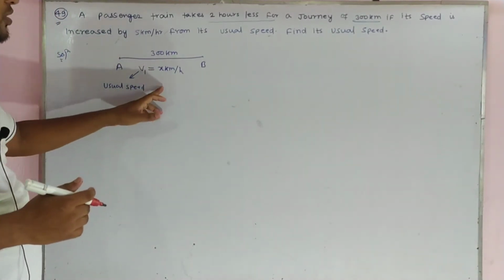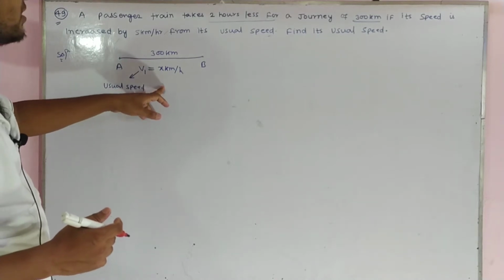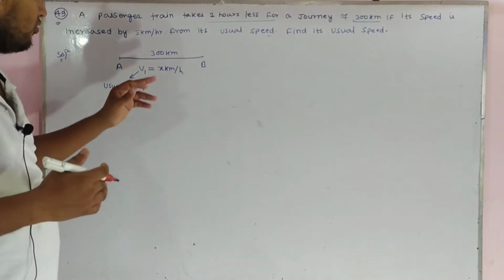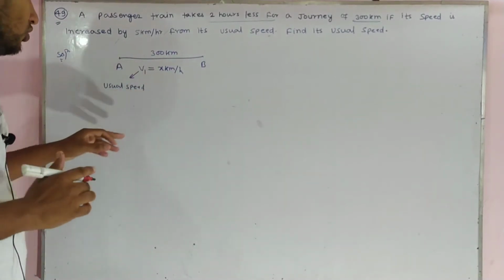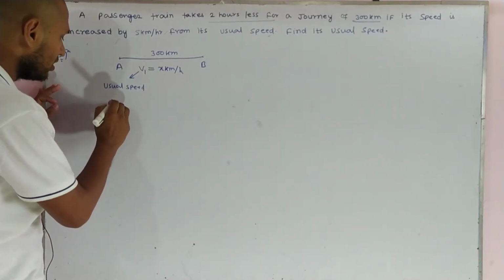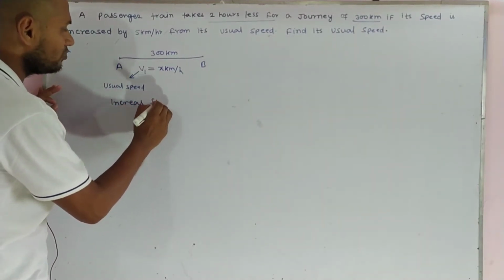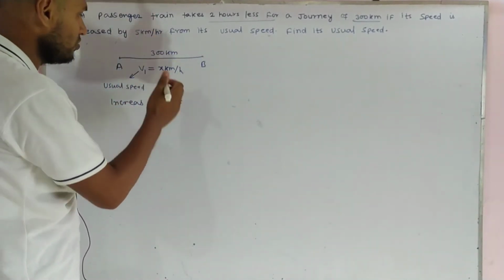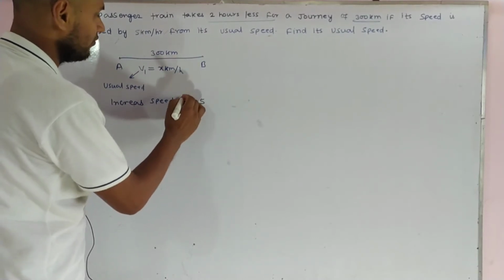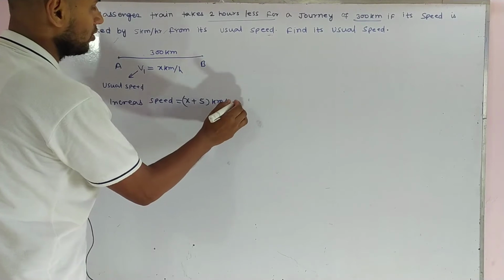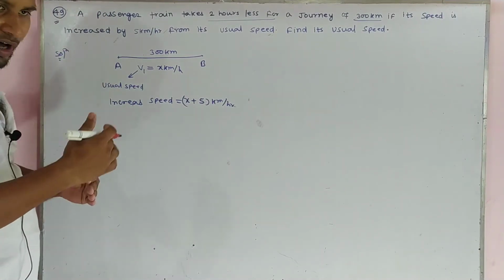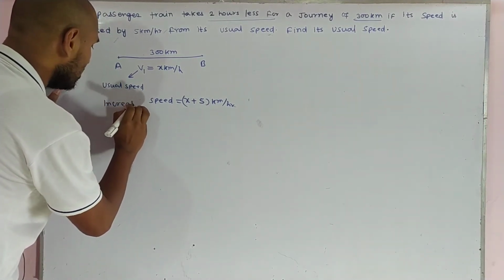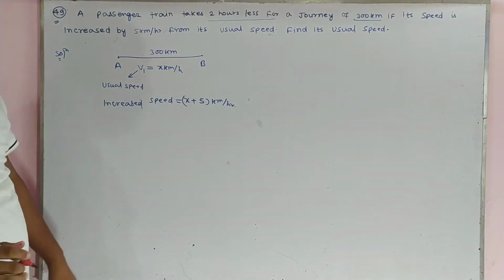But the passenger train takes 2 hours less for the journey if its speed is increased by 5 km per hour from its usual speed. So according to the question, the increased speed becomes x plus 5 km per hour. After an increment of 5 km per hour, the increased speed becomes x plus 5 km per hour.